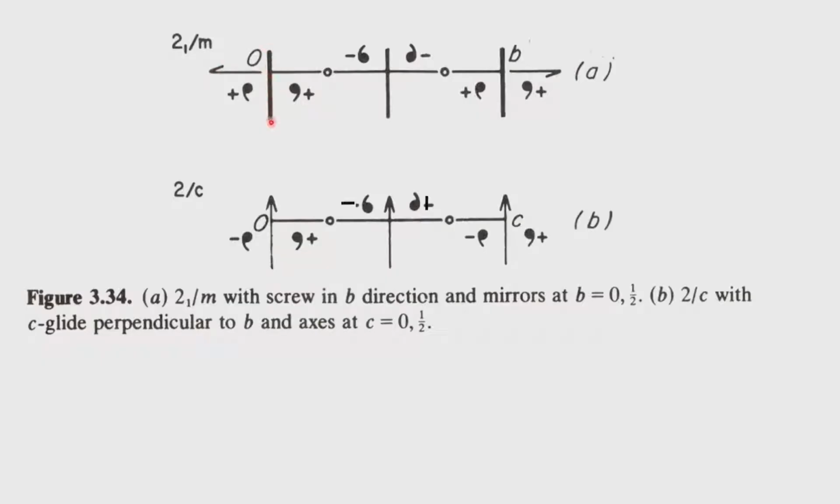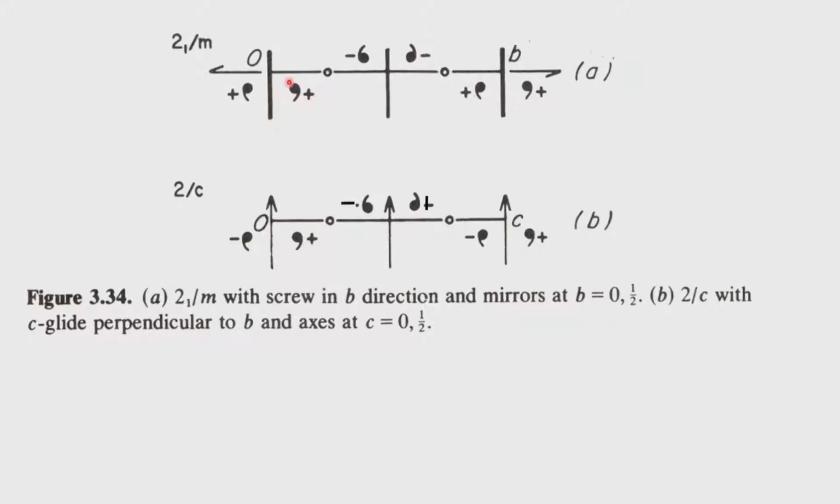And at the origin we have an intersection of the 2 1 axis and the mirror. So, this is the origin O, at which position we have the intersection of the two-fold axis and the mirror. Now, the presence of the two-fold axis and the mirror generates equivalent points, and we have taken a one-dimensional, 1 unit example along the B direction.